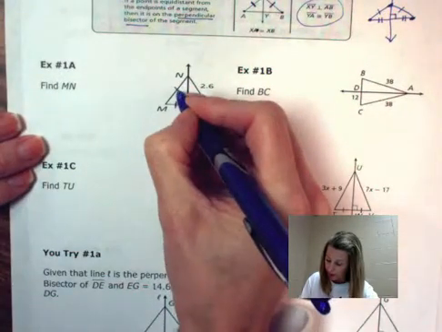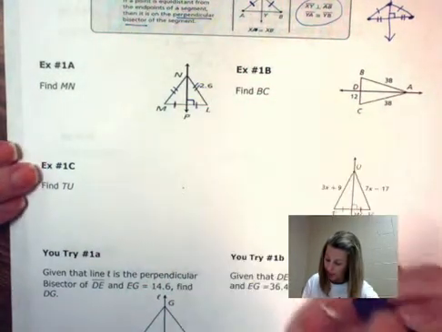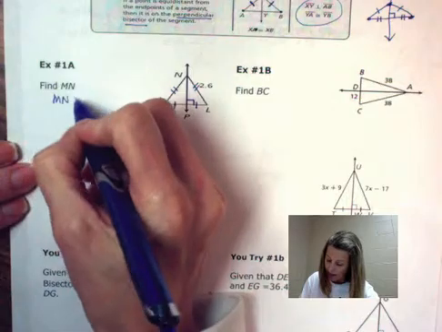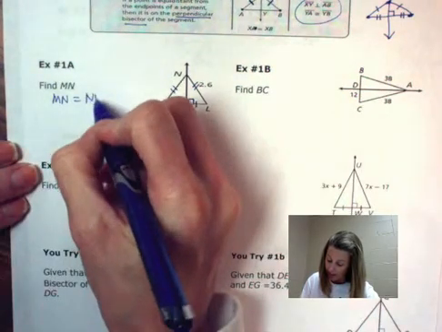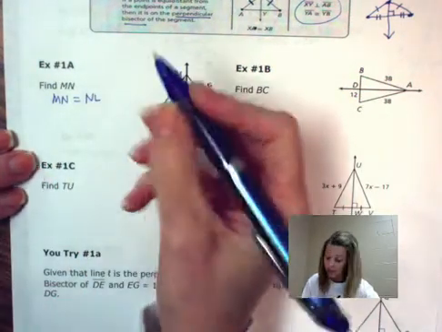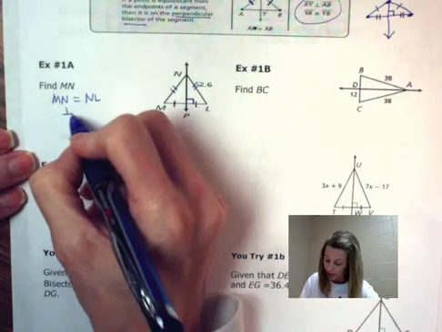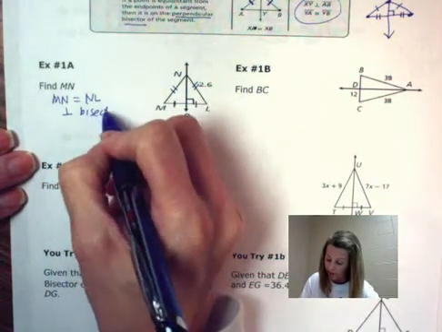I'm going to put a double mark on MN and a double mark on NL. So MN is equal to NL. And then what I'm thinking to myself, the reason is the perpendicular bisector theorem.